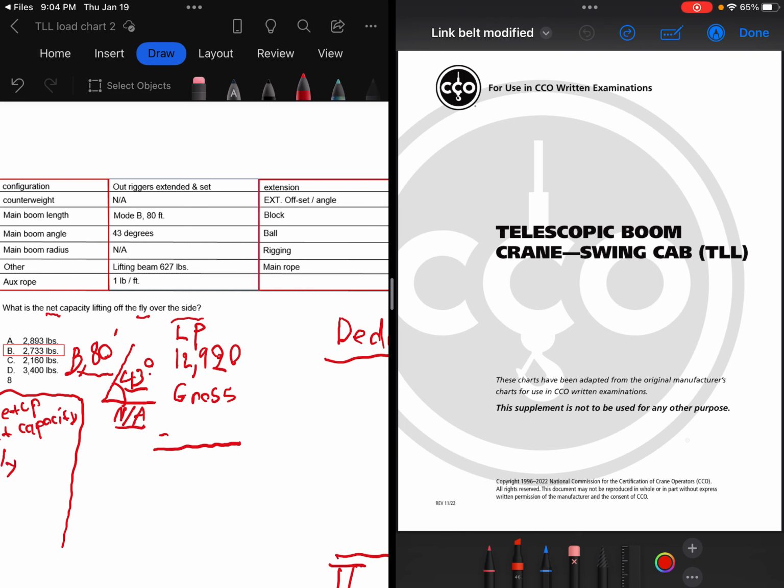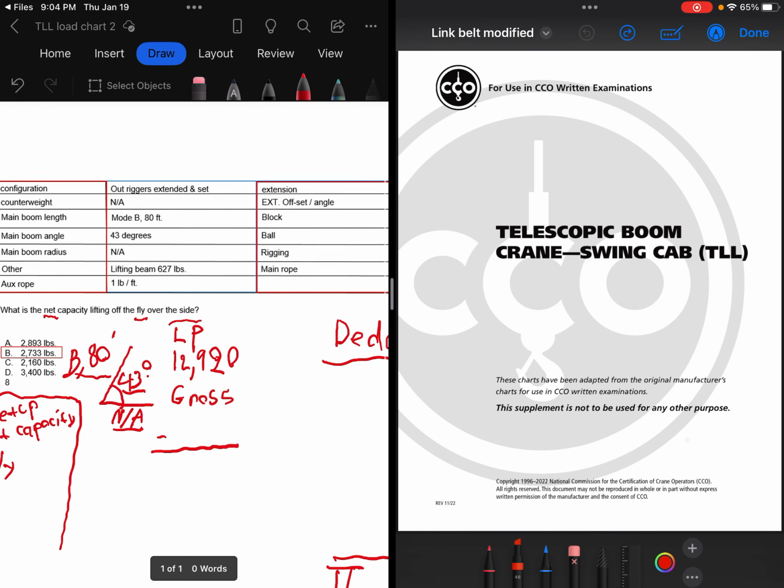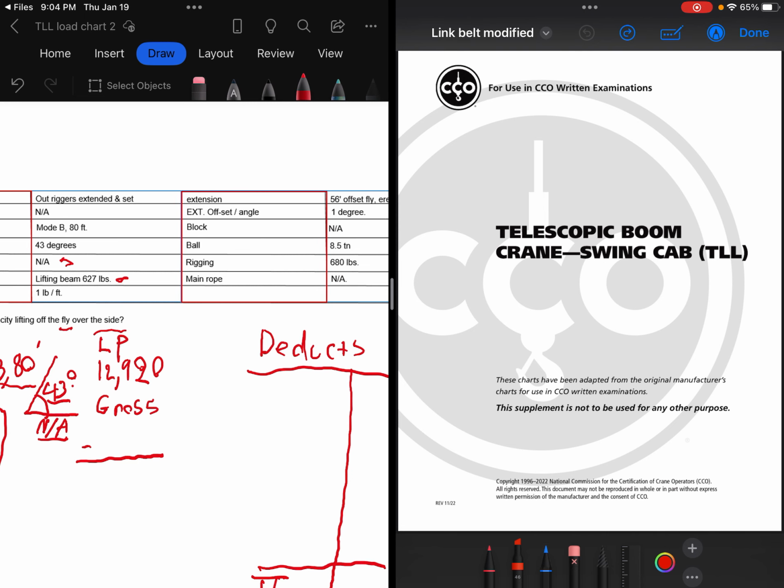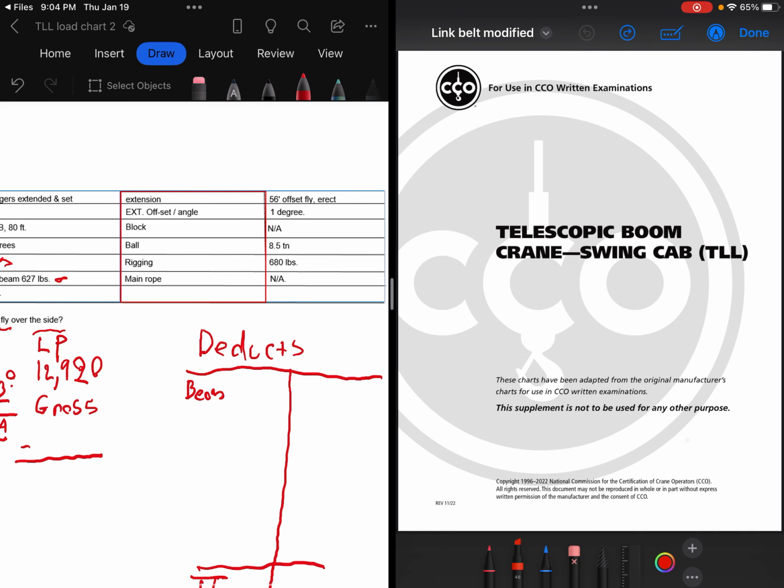Now, the next piece of information it's asking for is boom radius. We don't have to worry about that. Lifting beam. We've got our lifting beam. So let's go over here. How much is our lifting beam? The beam weighs 627 pounds.